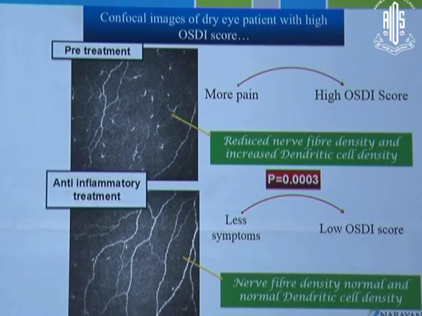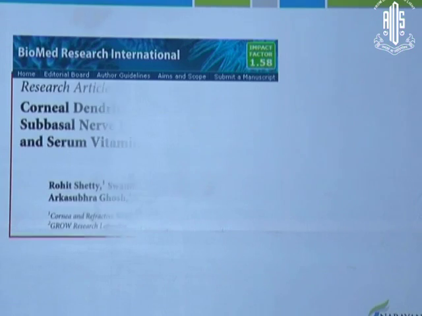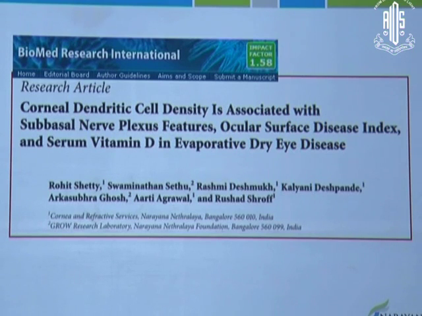So pre-treatment, as you can see, there are a lot of dendritic cells, and the patient obviously had a lot of pain and his OSDI scores were high. We put the patient on anti-inflammatory treatment, after which his symptoms relieved. The dendritic cells are visibly low in the second photograph, and the patient's OSDI score also dropped, and the patient was symptomatically much better. So we published this article which establishes a correlation in the subbasal nerve plexus findings, ocular surface disease index and vitamin D in patients of evaporative dry eye.